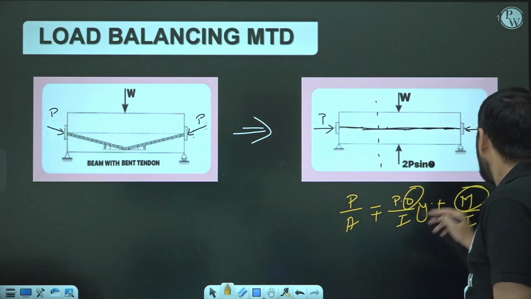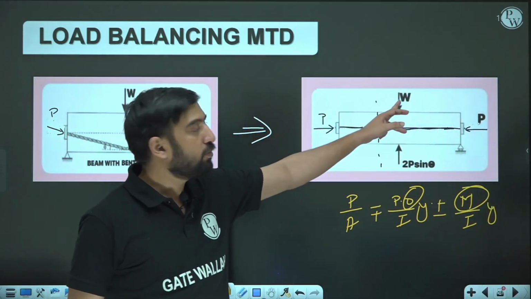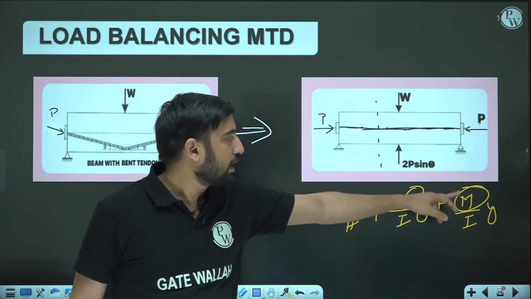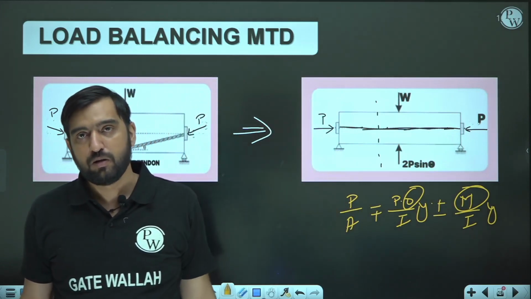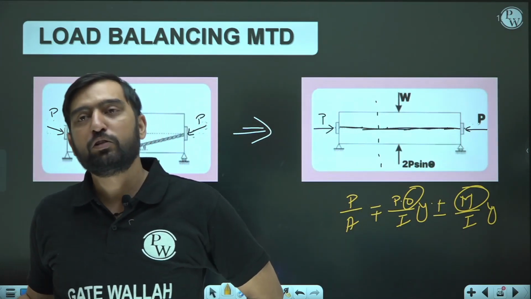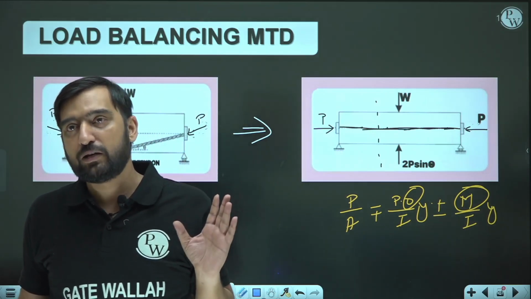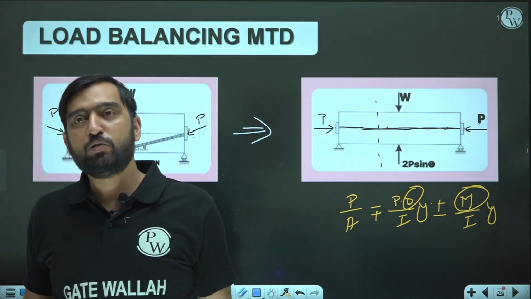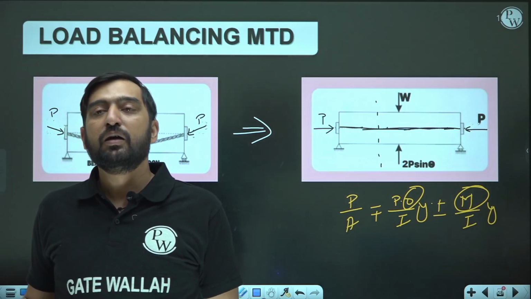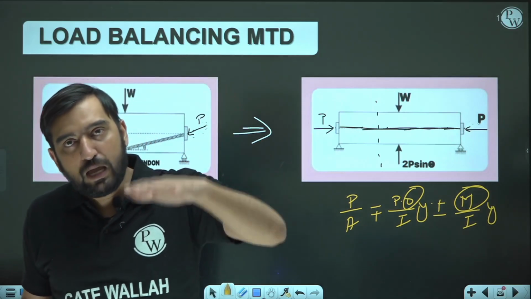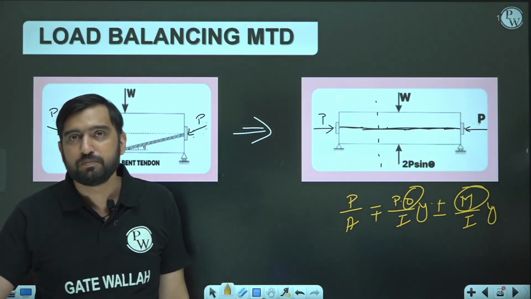All you need to keep in mind is one thing: earlier for M, the external load was responsible, but now while calculating the value of M, the combined effect of W and 2P sin theta comes into the picture. They both will come here together. So this is the key point. Earlier M was only due to external load or dead load; this time M is due to the converted load as well as the external load. External load may be dead load, live load, a combination of both, whatever.